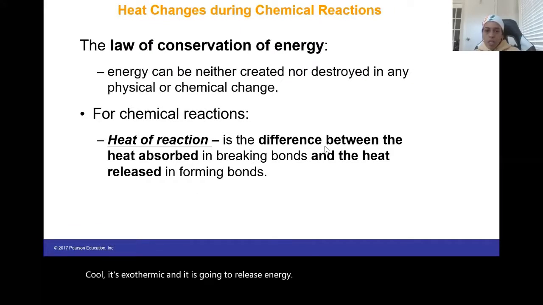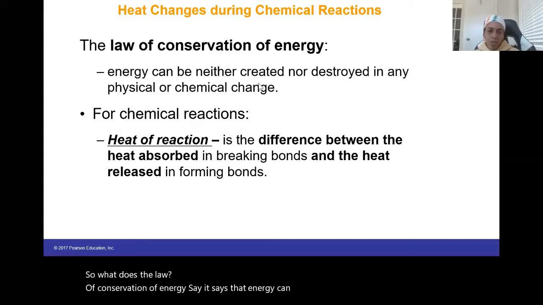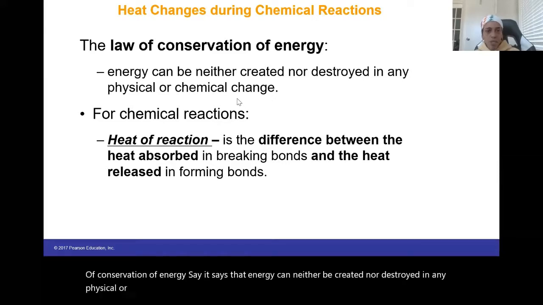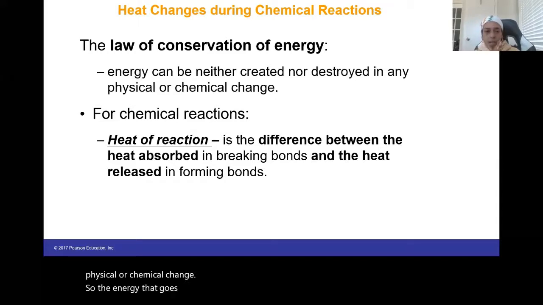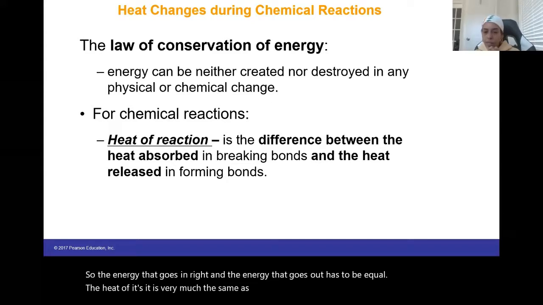All right. So what does the law of conservation of energy say? It says that energy can neither be created nor destroyed in any physical or chemical change. So the energy that goes in, right, and the energy that goes out has to be equal. The heat of it is very much the same as the law of conservation of mass, the conservation of energy. They are very similar.